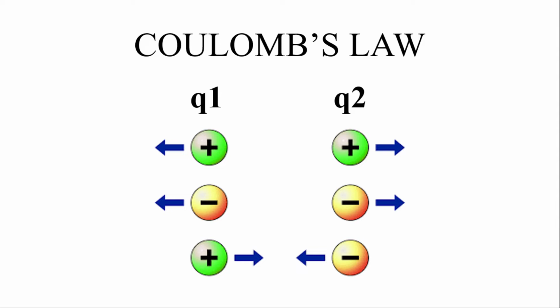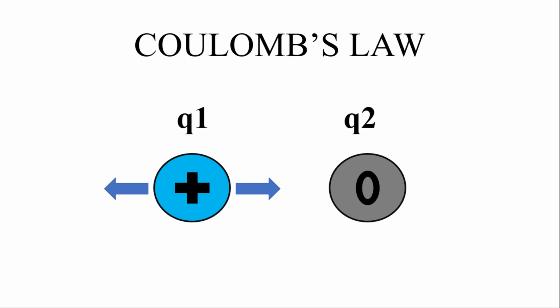Now let's say Q1 is negative and Q2 is also negative. This would result in a positive force. So again, Q1 and Q2 would repel. If one of the charges is positive and the other is negative, then the force would result in a negative force, meaning the charges would attract. And finally, if one of the charges is neutral, the force between them is zero. So multiplying the charges is one key to Coulomb's law.